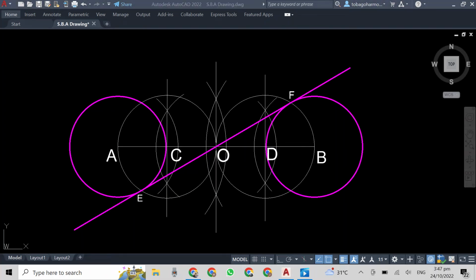Hey everyone, in today's video we're going to learn how to draw an internal tangent to two circles of the same size. Make sure you watch it till the end.